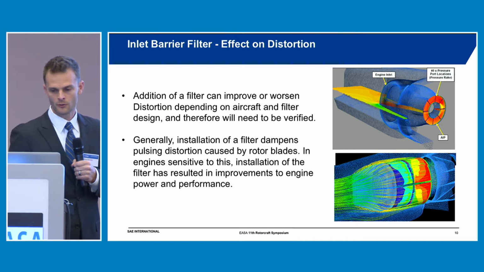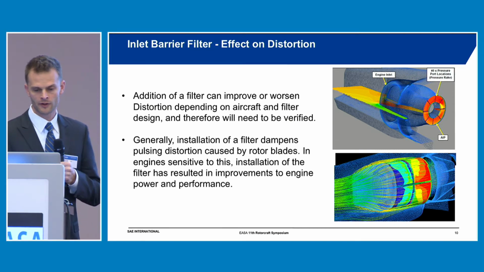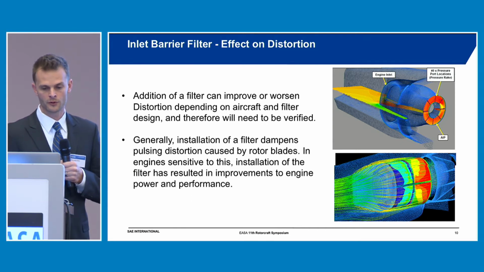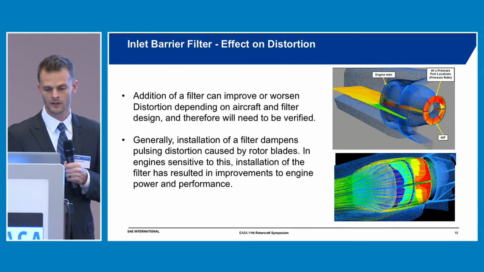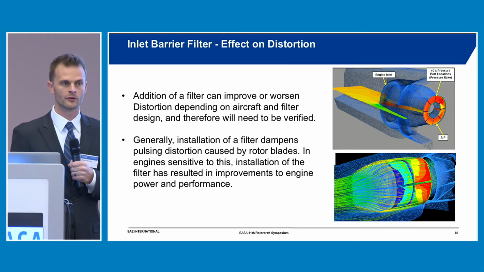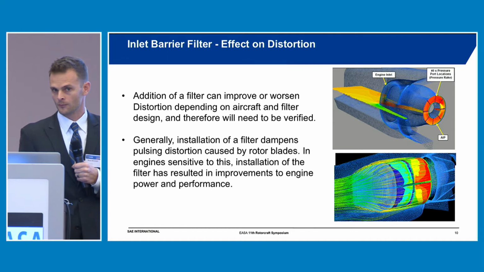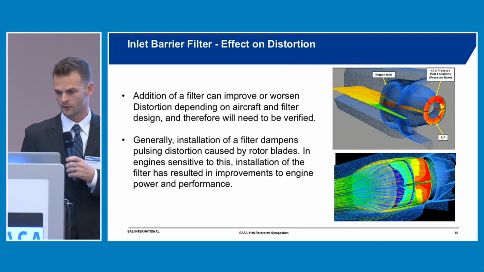So in addition to power, there's a potential effect on distortion. Addition of a filter could improve or could worsen distortion depending on the aircraft, the filter design, and therefore needs to be verified. A side note, typically we found that filters will reduce the pulsing distortion that's caused by rotor blades, and in installations where an engine may be sensitive to this, we'll see improvement of power and performance when a filter is installed. So with that, I'll hand this back to Louis David, and he'll update on the status of the S12 committee.